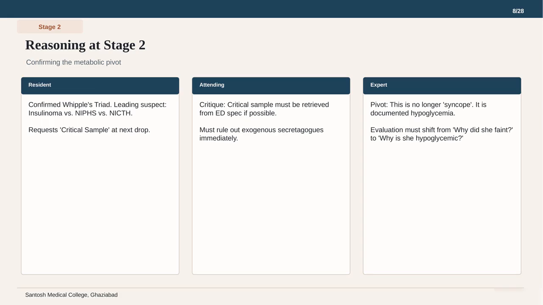We are no longer working up a generic case of syncope. We are now dealing with documented hypoglycemia. The core question shifts entirely from why she fainted to why her blood sugar is dropping. We need more background information to answer that question.